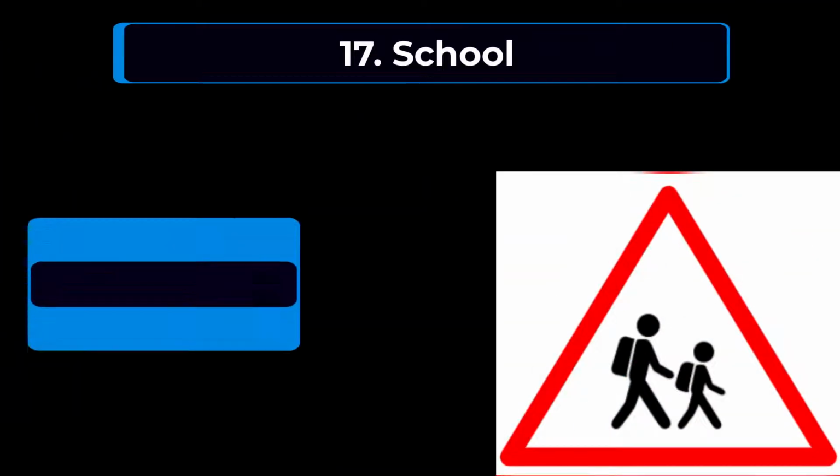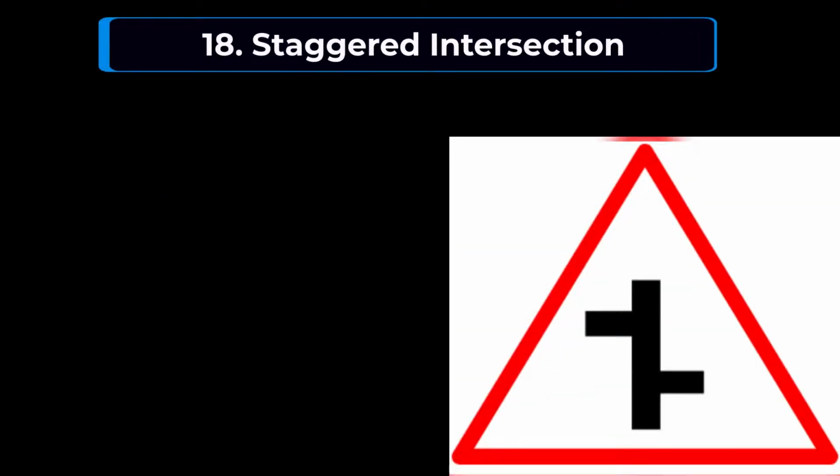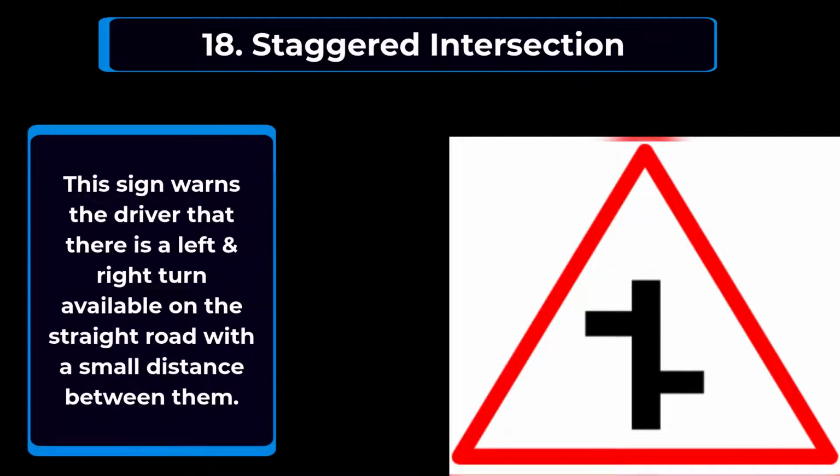17. School. This sign should be erected where the school buildings are adjacent to the road. The driver is required to slow down the vehicle and drive carefully to avoid accidents. 18. Staggered intersection. This sign warns the driver that there is a left and right turn available on the straight road with a small distance between them.